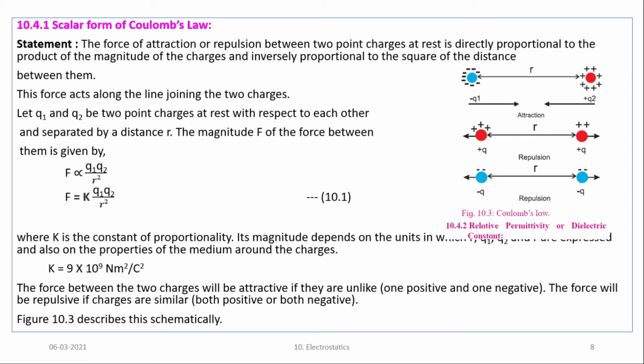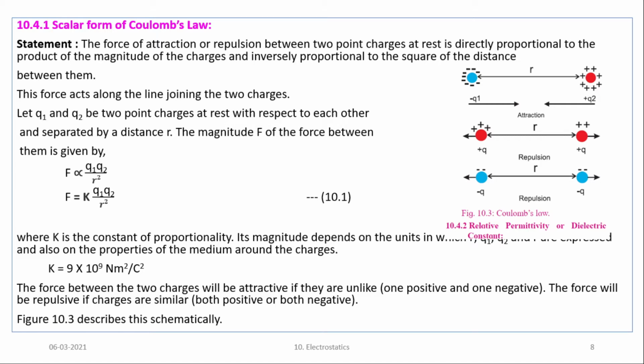For that, consider two point charges Q1 and Q2 separated by a distance r from each other. Then the magnitude of force of attraction F is directly proportional to the product of charges, that is F is directly proportional to Q1 Q2, and this force of interaction is inversely proportional to the square of distance between them, that is F is inversely proportional to r square. By combining these two, we get F is directly proportional to Q1 Q2 upon r square.